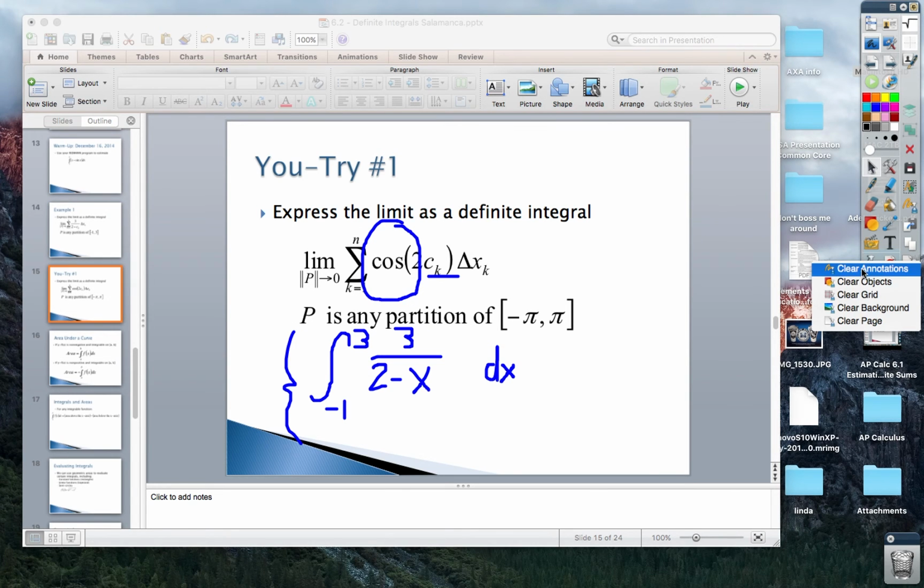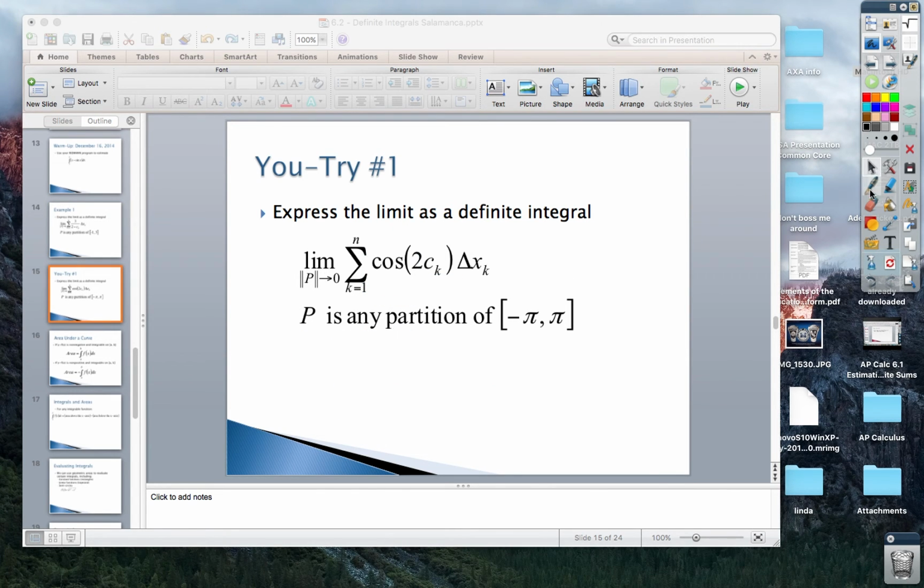So let's try another one. Hopefully you can try this one without me. The answer should be the integral from negative pi to pi for cosine of 2x dx. Keep in mind, if you don't have the dx, it's going to be counted as wrong. So notice we're just replacing the c sub k with the x.